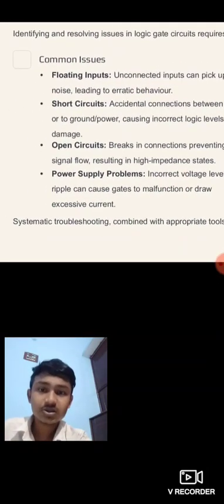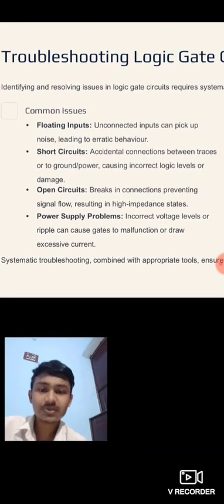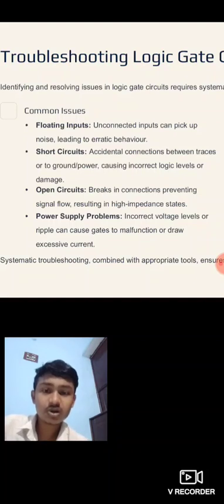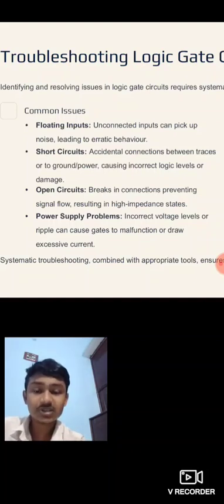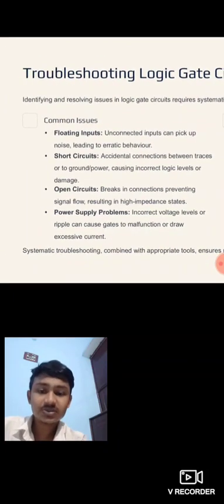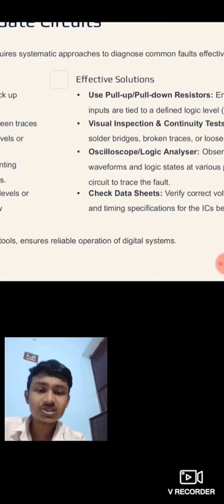Common issues include floating inputs: unconnected inputs can pick up noise, leading to erratic behavior. Short circuits, accidental connections between traces or to ground or power, cause incorrect logic levels or damage. Open circuits, breaks in the connection, prevent signal flow, resulting in indeterminate states. Power supply problems, such as incorrect voltage, loss, or ripple, can cause gates to malfunction or draw excessive currents. Systematic troubleshooting combined with appropriate tools ensures reliable operation of digital circuits.